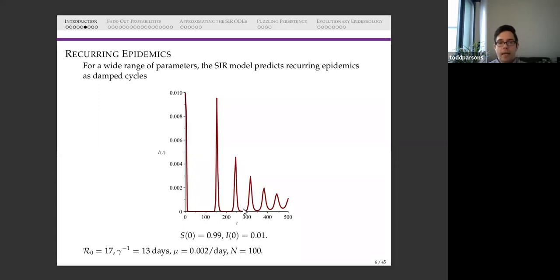So let me come back to that SIR model. The addition of demography is there because we are interested in modeling the situation not where we have a single epidemic which ends with the disappearance of the pathogen, but what is often observed in nature, which is recurring epidemics. This is just a simple example where I've simulated those ODEs in Maple, a computer software package, with a population of size 100. The parameters I've chosen are typical of measles prior to the arrival of the measles vaccine. And you can see this pattern of damped cycles that are recurrent.